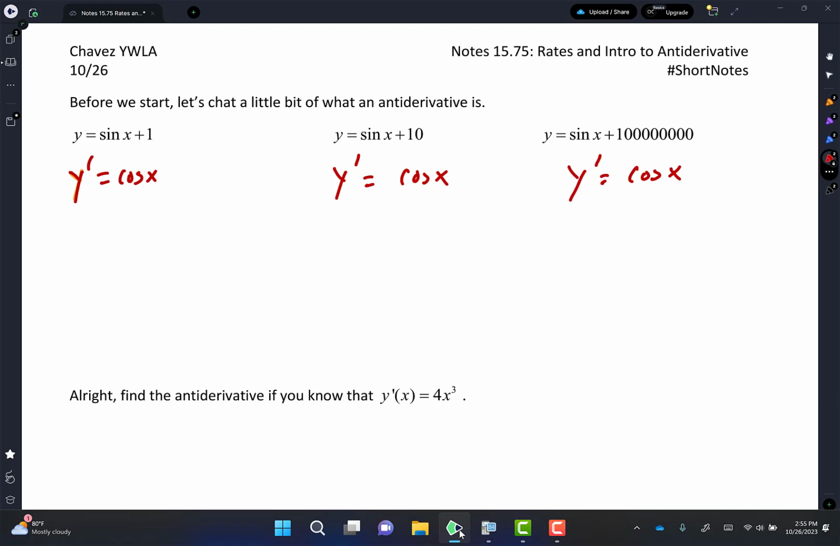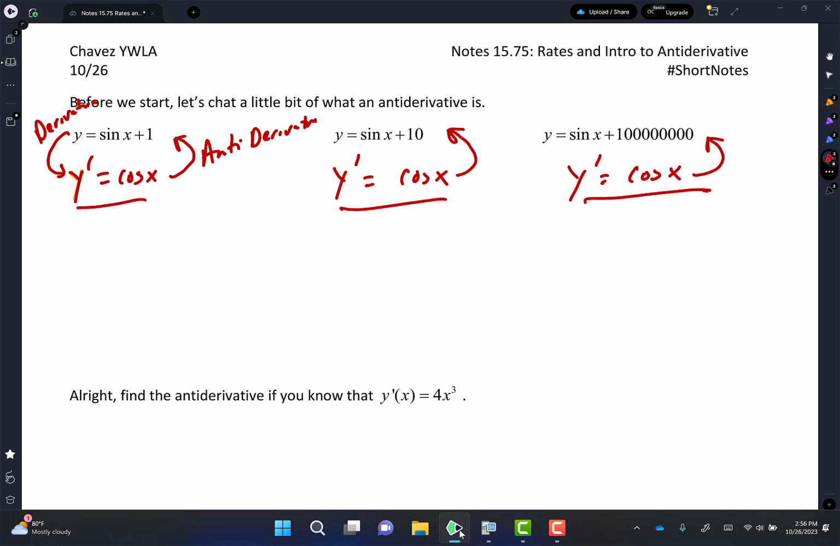So, to go back, that's called the antiderivative. See, when we're going this way, that's called derivative. Let me write that down. And when we're going from y prime to y, that's called antiderivative. Cool? I want you to notice that the derivative of all of them is cosine x. Correct, because all the antiderivatives differ by a constant. Not random, but a different constant.